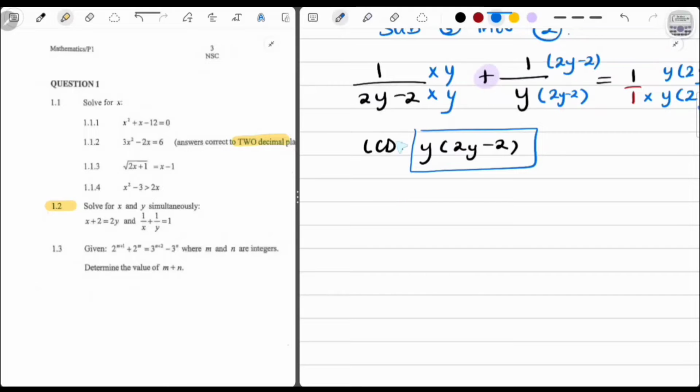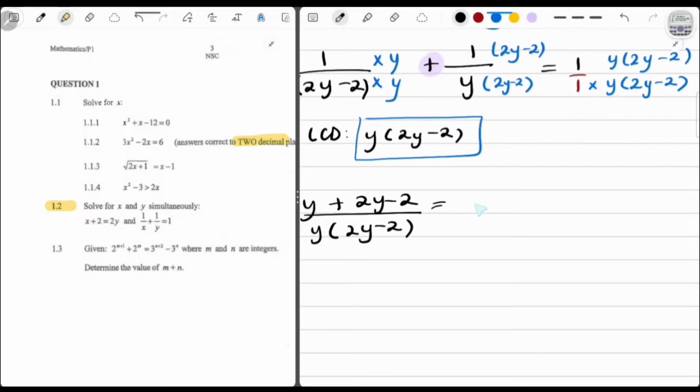So we just have 1 times y, which is y, and then plus we have 1 multiplied by 2y minus 2, which is just 2y minus 2 over, now they have the exact same denominator. Do you see that this multiplied together and this, they're exactly the same thing? They're the lowest common denominator. So that is y bracket 2y minus 2. I can put them together now, okay, because that got added to that. And then it's equal to this as well, y bracket 2y minus 2 over y bracket 2y minus 2.